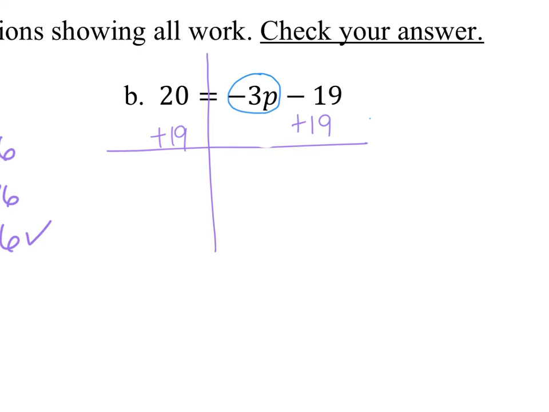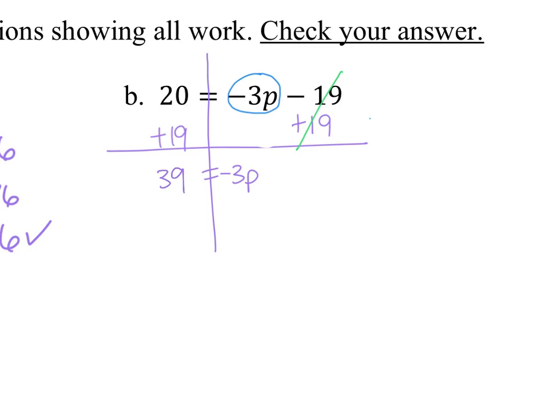Okay, so now I'm going to combine these like terms. So -19 plus 19 becomes 0. I don't have to write the 0 because I'm left with stuff on the right side still. I still have the -3p left on the right side of the equation. Equals, on the left side of the equation, I'm going to combine these because they're like terms. 20 plus 19 is 39. Okay, again, now we're down to a one-step equation.